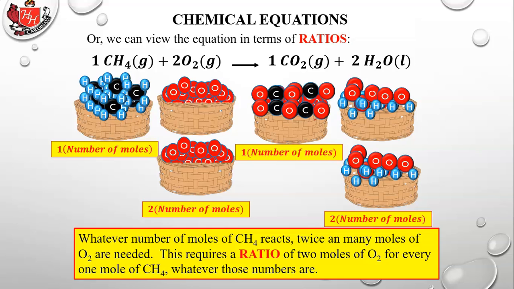So just think of it as its relationships. 2 times as many oxygens as CH4, 2 times as many waters as CO2, the same number of CO2 as CH4, the same number of H2O as O2. That's the way to think of it, is just ratios or relationships.